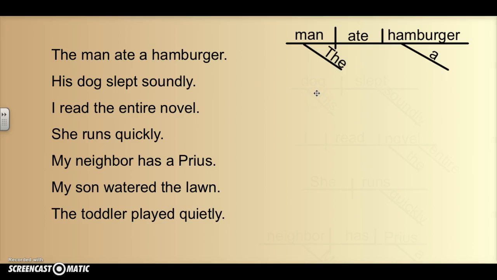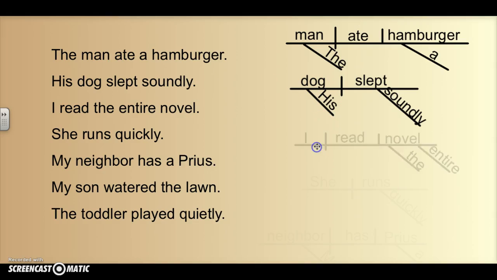So the first, or the second one rather, his dog slept soundly. Dog slept, intransitive verb. Which dog? His dog. And how it slept is soundly. I'd like to point out that both the and his are capitalized because they're the initial word in the sentence. You retain that capitalization when you're diagramming. So you would not capitalize dog, you'd capitalize his.